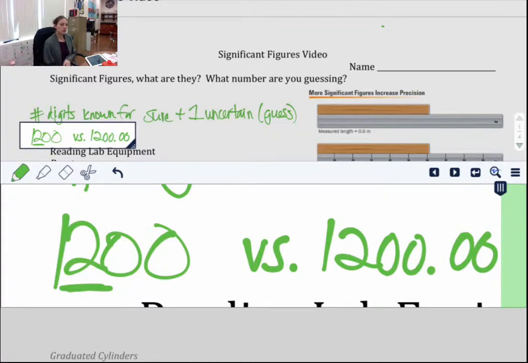But say I'm measuring something on a balance, I might say, okay, I have exactly 1,200.00 grams. That would be a good guess. That would be a very precise one. The balance itself is guessing that last zero.